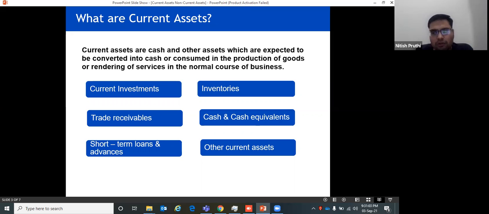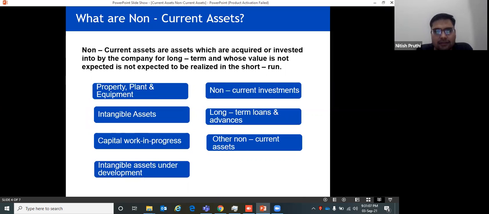And now we'll move on to the next slide, another concept which is non-current assets. Generally, in simple words, I would say anything which is other than current asset is non-current asset. So if let's say there is something called X which cannot be classified as a current asset, then it would be a non-current asset. But we cannot say that always.